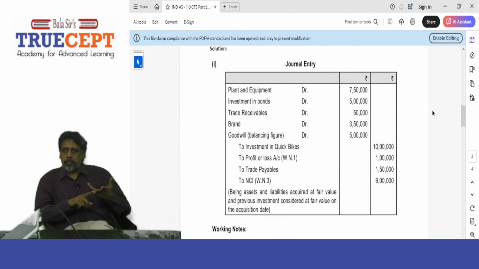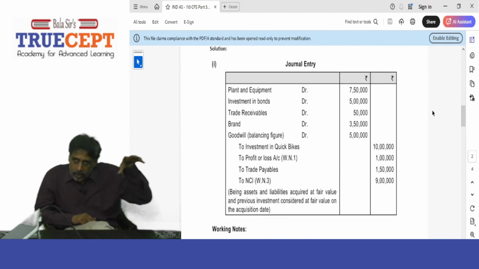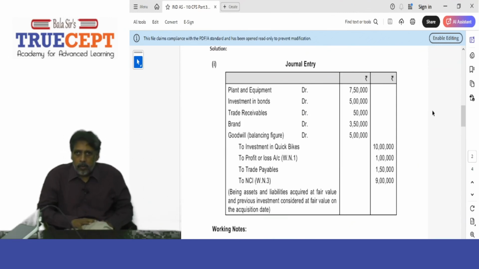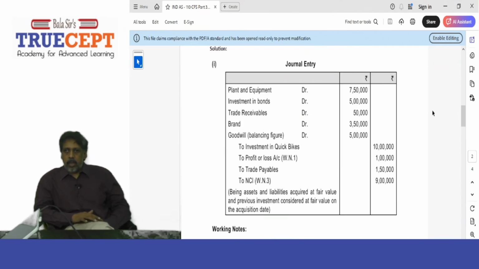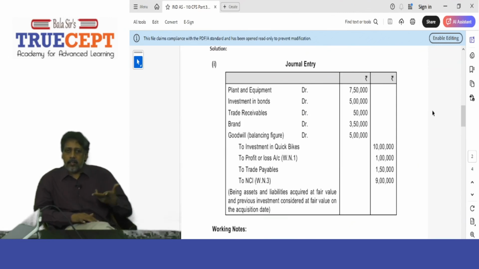But here I am going to credit investment straight away, because the 5 lakh I paid on 1st Jan X2 is already there in my balance sheet as investment in Quick Bikes. Therefore, instead of crediting all these and also crediting the previously held interest, I credit investment straight away, 10 lakh. This 10 lakh includes the 5 lakh I paid now plus the 5 lakh I paid 2 months earlier.